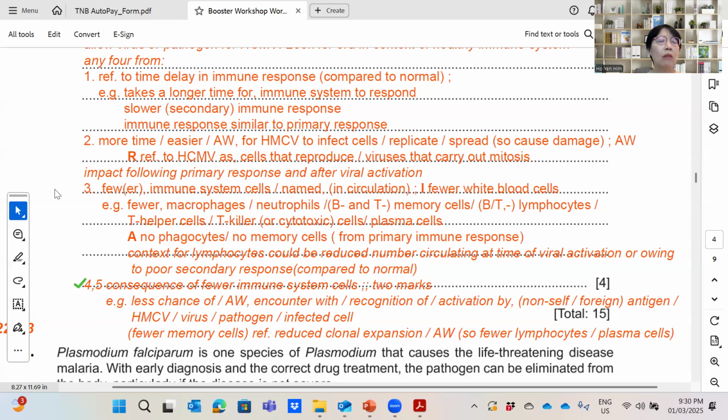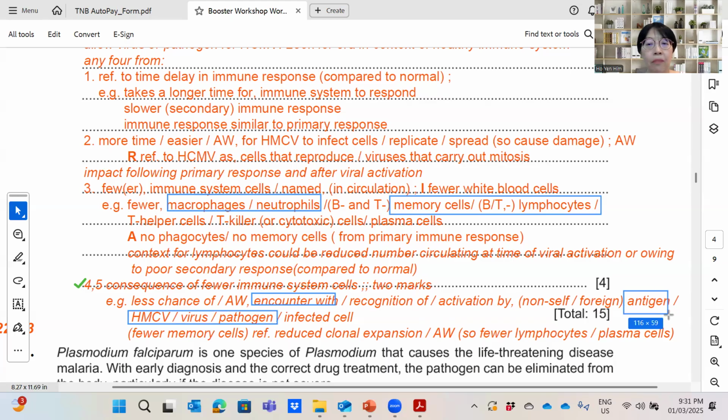Okay. Numbers 4 and 5: the consequence of fewer immune system cells. Just now we talked about there being fewer cells, so what? It depends on which cell you mentioned. If fewer macrophages and neutrophils, that means a fewer chance of encountering or phagocytosing the pathogen, the virus. If you talk about fewer memory cells, or fewer B cells and T cells, then there are fewer cells that can encounter the foreign antigen, correct?